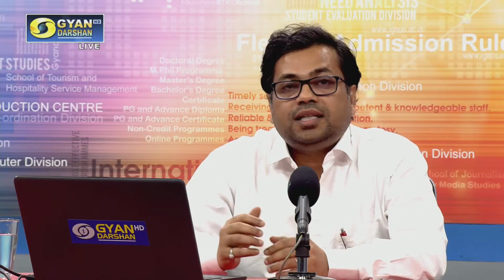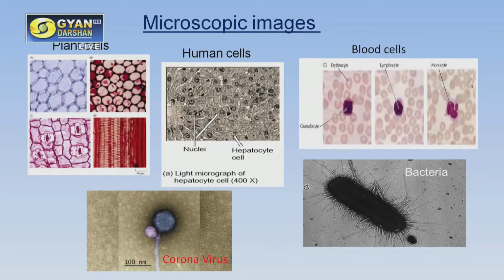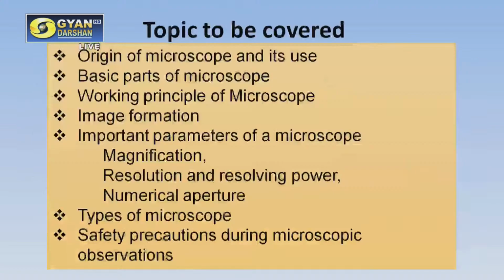In this session I will discuss the basic principle and application, how a microscope is used, and how we can utilize the microscope to view smaller things. In this picture you can see different kinds of plant cells, human cells, red blood cells, bacteria, and even viruses. These microscopic images are captured by the microscope. So the microscope is a very important tool.